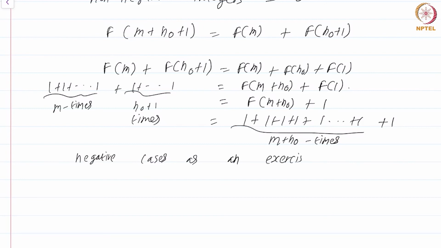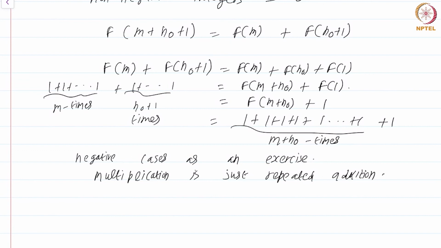It follows immediately from the definition of f of minus n is just minus f of n. From that, this will follow. Now, what about multiplication? Multiplication, I will just skip. Multiplication is just repeated addition. It's just repeated addition in the integers.